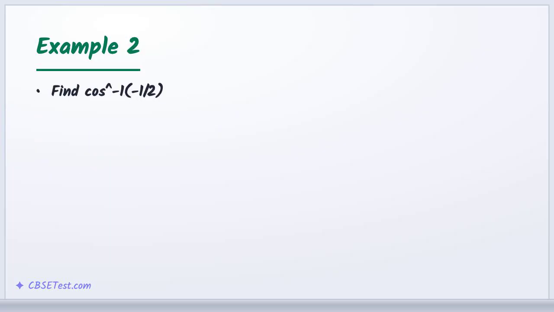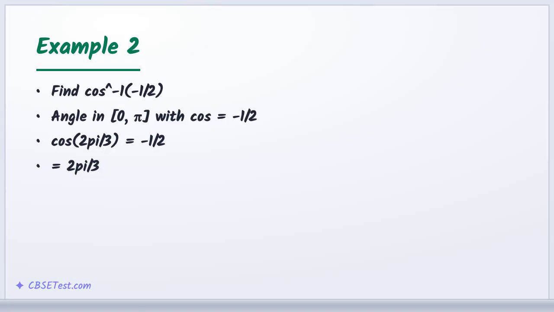For inverse cosine of minus 1/2, we need an angle between 0 and pi. Cosine is negative in the second quadrant, and cosine of 2 pi by 3 is minus 1/2. So the answer is 2 pi by 3.